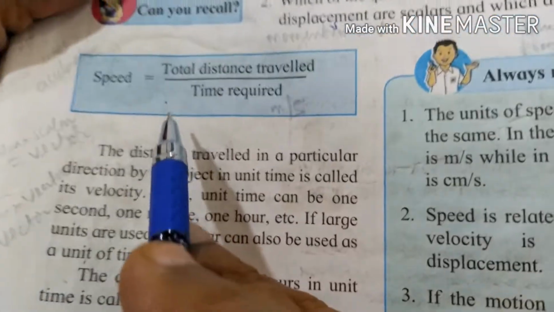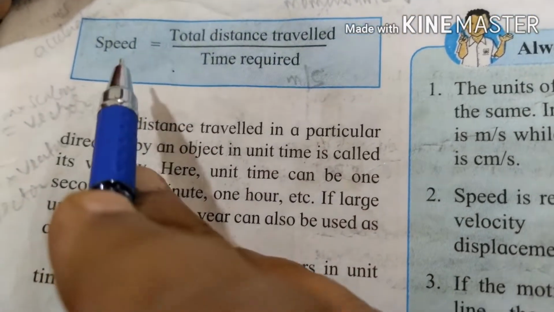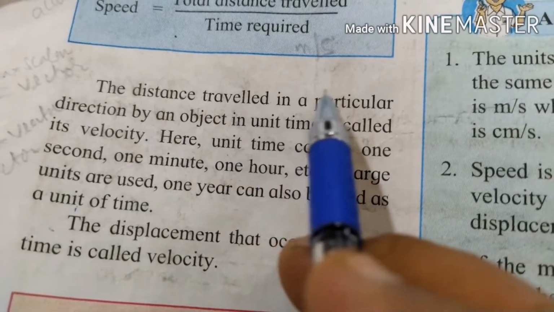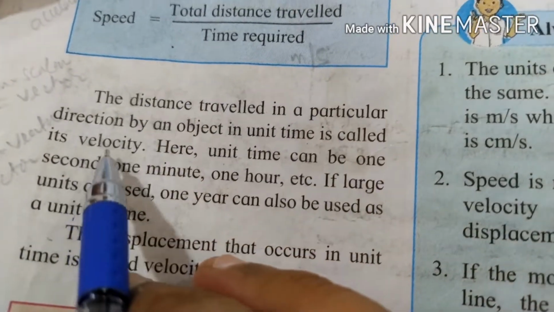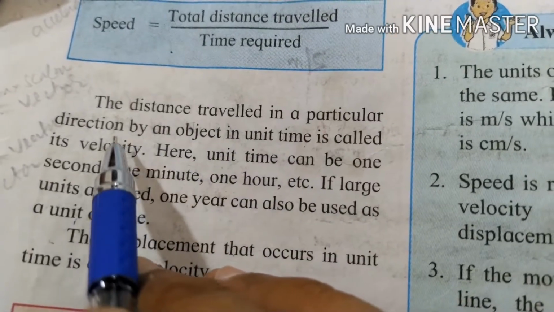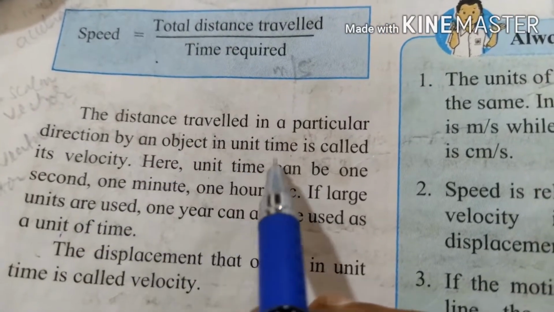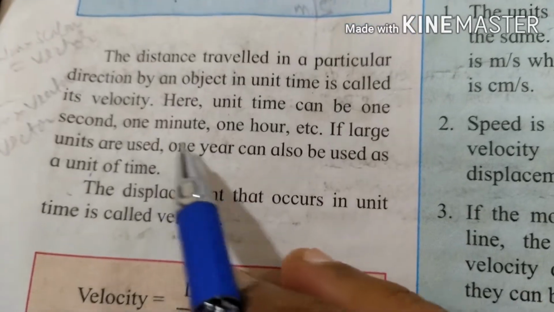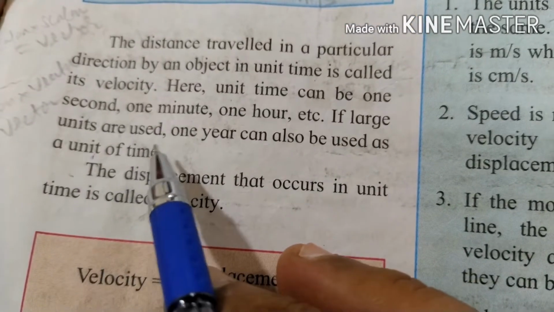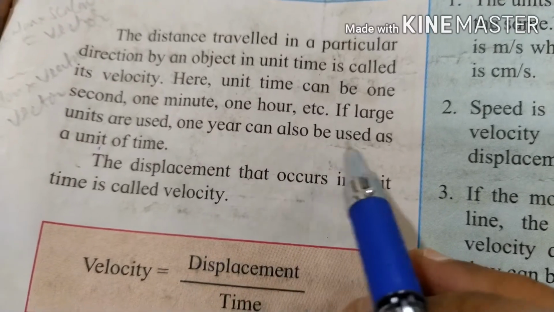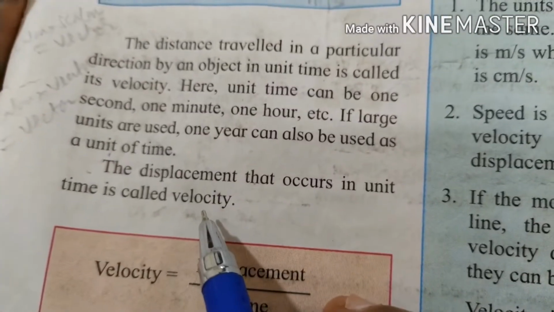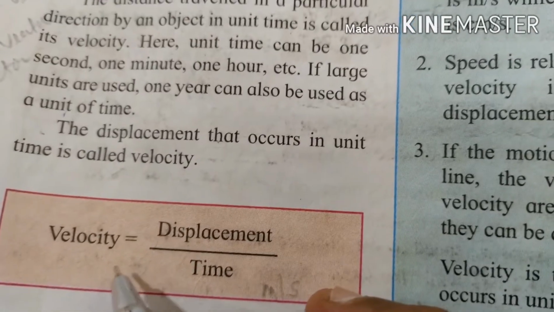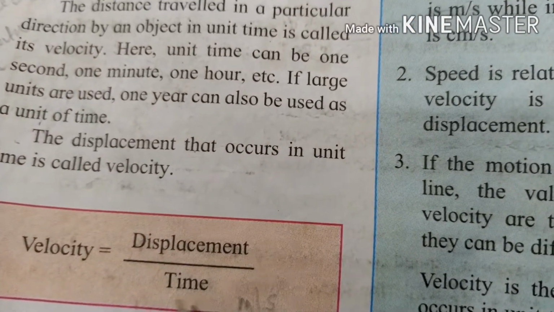Now see here, there is a very slight difference between speed and velocity. What is speed? Speed is the distance traveled by a body from one place to another. And what is velocity? The distance traveled by a body in a direction in unit time. Here unit time can be 1 second, 1 minute, 1 hour, etc. If large units are used, 1 year can also be used as a unit of time. The displacement that occurs in unit time is called velocity. So for velocity we have the formula: velocity is displacement upon time.